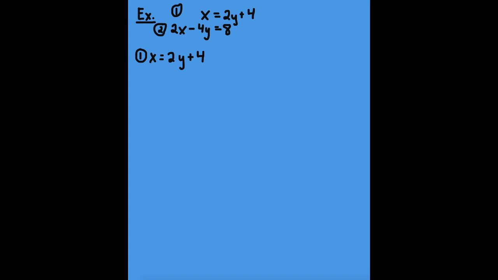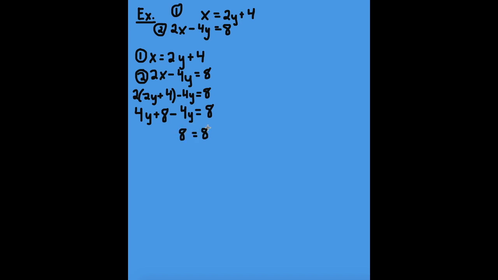Then, we will substitute the x value in equation 1 into the x value in equation 2. Equation 2 is 2x minus 4y equals 8. We will then get 2 times (2y plus 4) minus 4y equals 8. When we distribute, we get 4y plus 8 minus 4y equals 8. 4y minus 4y is 0, and we are left with 8 equals 8.